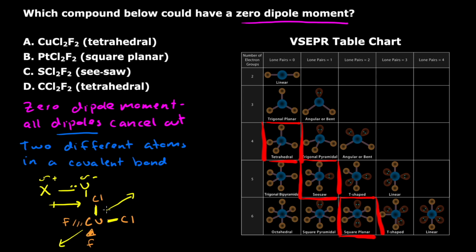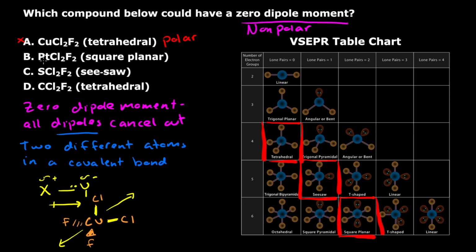And so this molecule would actually be polar, and we want this to be nonpolar because nonpolar molecules have a zero dipole moment. So we could also say zero dipole moment, or we could just figure out which one of these is going to be nonpolar. And so this one right here, we just said this one would be polar. So this is not going to be the answer that we want.